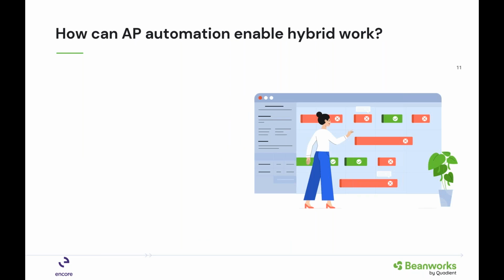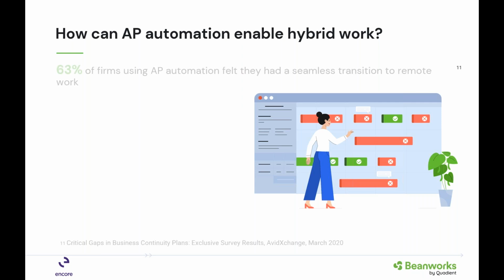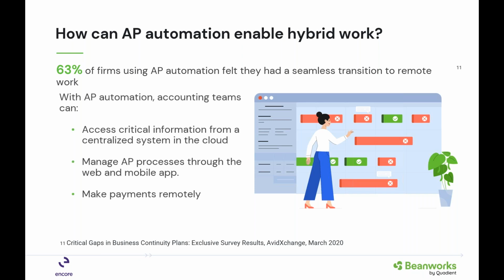So accounting teams that have adopted AP automation have been able to embrace hybrid working and become more impactful. A survey done shortly after the start of the pandemic found that 63% of firms that had AP automation in place felt they could handle the impact of COVID-19 quite well, and felt that they had a seamless transition into remote work. With AP automation, accounting teams can access critical information from a centralized system in the cloud. They can manage AP processes like approving invoices or submitting expense reports through the web or mobile app, and making payments remotely.